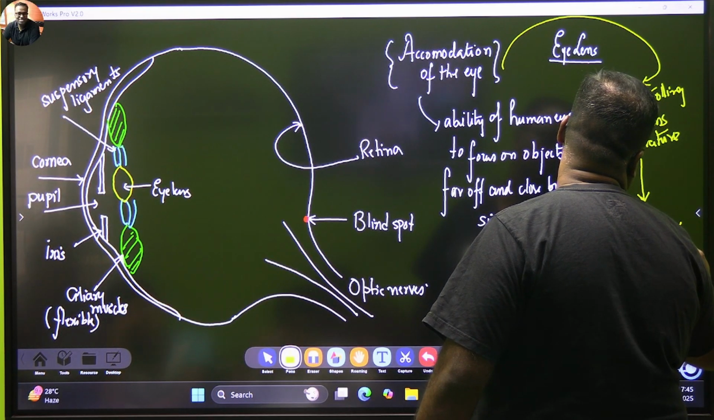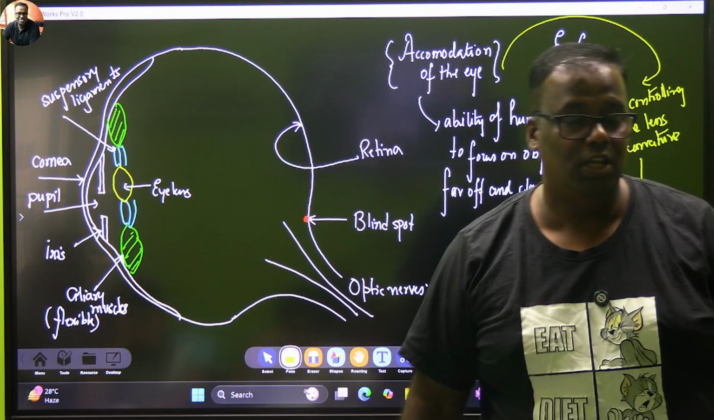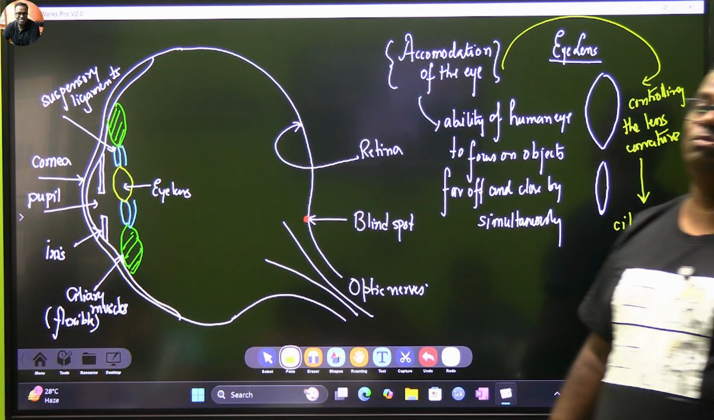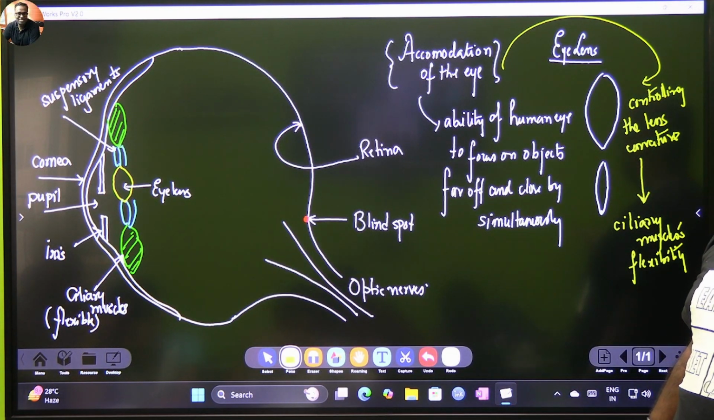Now we will learn about this. If your ciliary muscles are not flexible, your eye cannot accommodate something as quickly as you want. Have you understood the story? Accommodation means your ability to see something far off and something close by simultaneously. How do you do that? You do that by changing the curvature of your lens. You make it bulge whenever you want, you make it slender.